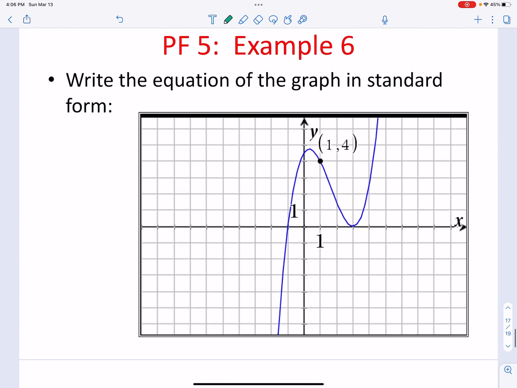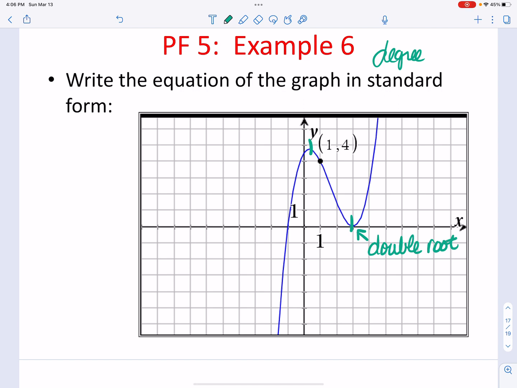Okay, so here's another one. Write the equation of the graph in standard form. Okay, if I look at this thing, and some of you are already starting to work on this on your Delta Math. I've already helped a couple of you with this already because they're kind of mixed in with the assignment. This is definitely a degree 3 because it has 1, 2 bumps. And one of the bumps is on the axis, so that means it's a double root.